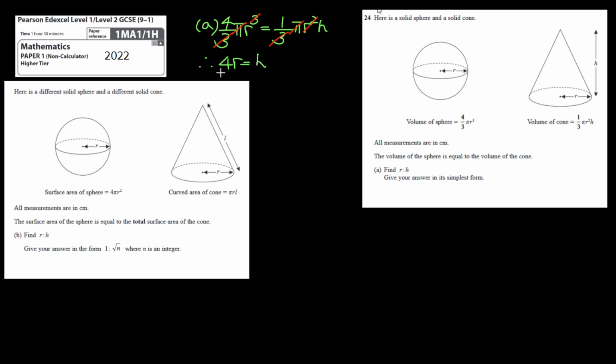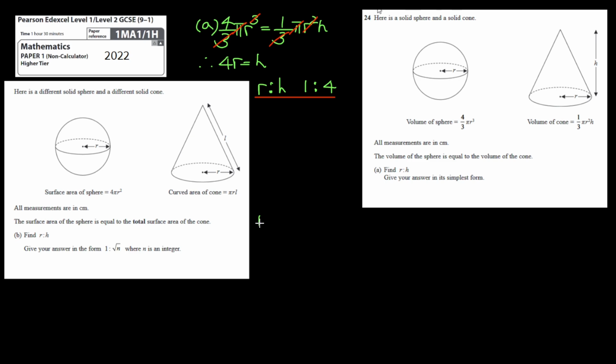Now you've got to be a bit careful here because they want the ratio of r to h. What you've got to do is say, well, let r equal 1. What will h be? If r is 1, h is 4. So the ratio of r to h is 1 to 4. And that will be your answer.